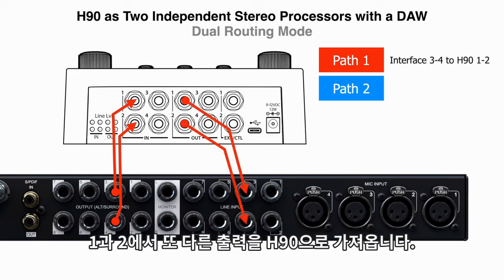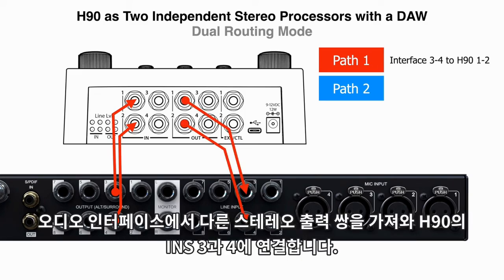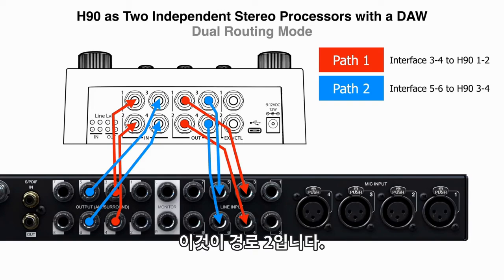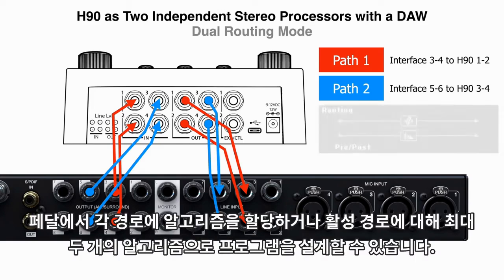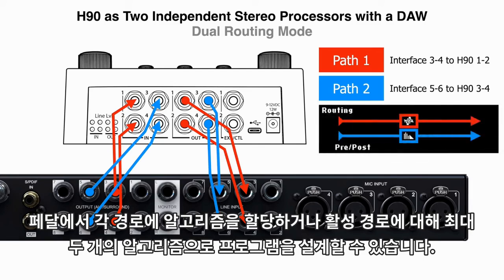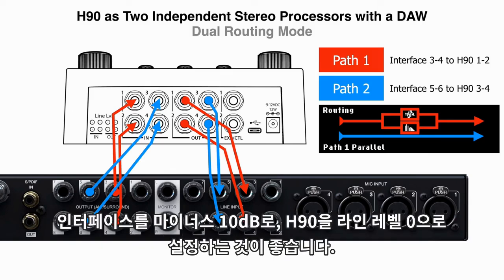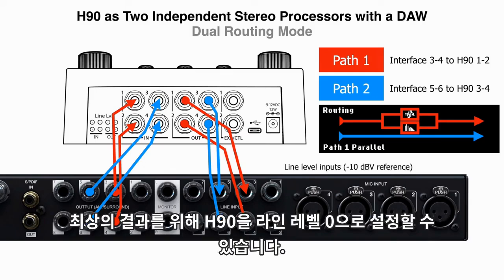This is path 1. Take another stereo output pair from the audio interface and connect it to ins 3 and 4 on the H90. Take the pedal's outs 3 and 4 back to another available input pair on the interface. This is path 2. On the pedal, assign an algorithm to each path, or we can design programs with up to 2 algorithms for any active path. Lastly, for this setup, we recommend setting the I/O on the interface to -10 dB and H90 to line level operation for best results.